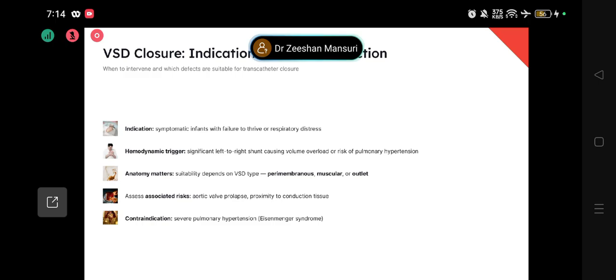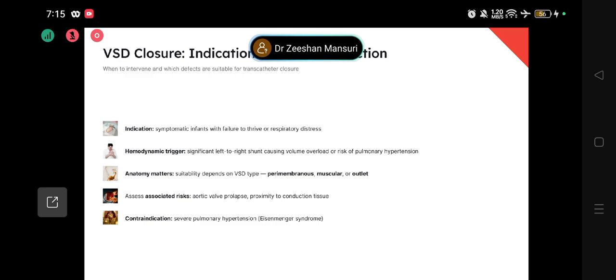Similarly, in VSD closure, VSD patients are much younger. As I previously told you, ventricular septal defect is a high pressure defect because the left ventricle operates at a pressure of 100 or even more millimeters of mercury. So usually we intervene in infancy or in young adults. Symptomatic infants present with failure to thrive and respiratory distress, and hemodynamic triggers include left to right shunting causing volume overload; sometimes they may present with LV dysfunction and sometimes with pulmonary hypertension.